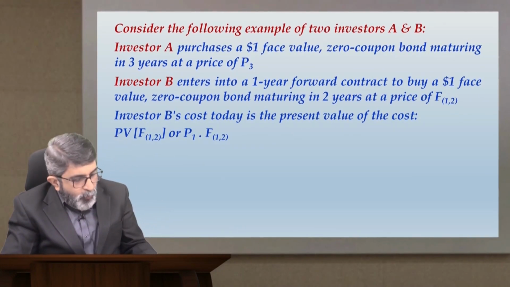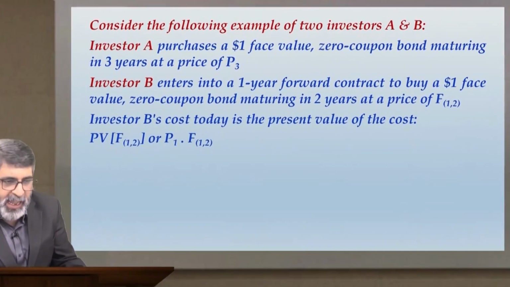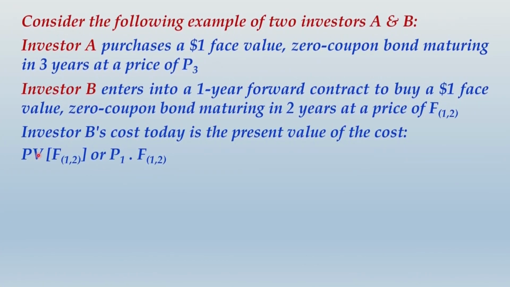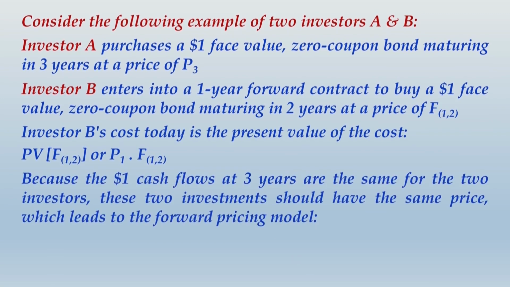And therefore, focus on this particular equation that I am trying to explain. Look at this. The present value of F1,2 will be F1,2 into P1. When I say into P1, it is basically the discount factor for 1 year. Now, look at the next line, which is a very, very important line. Because the $1 cash flows at 3 years are the same for the two investors, these two investments should have the same price, which leads to the forward pricing model.